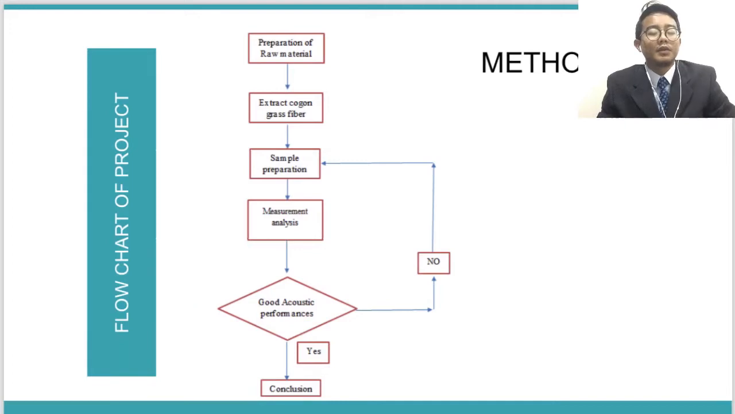Next we go to methodology. This is the flowchart of the project. First, preparation of raw material, extract COGON grass fiber, sample preparation, measurement analysis, and good acoustic performance, and then conclusion.